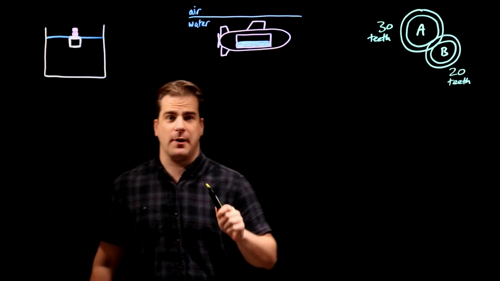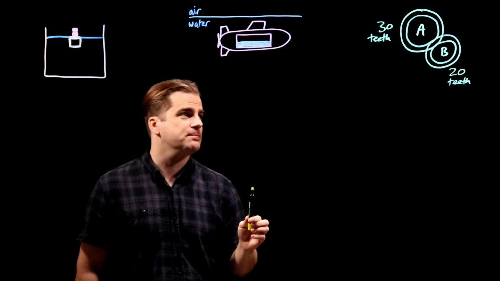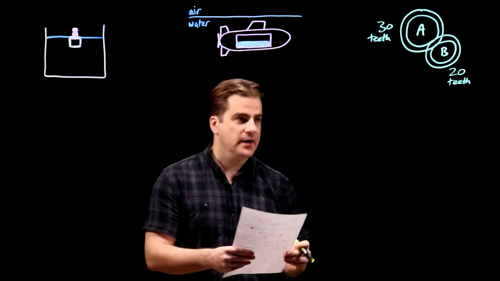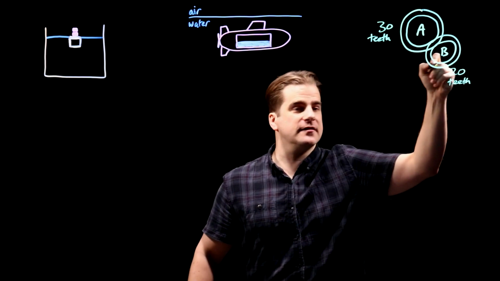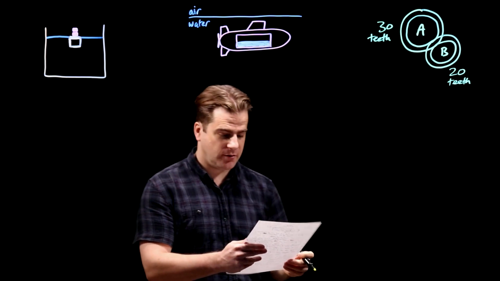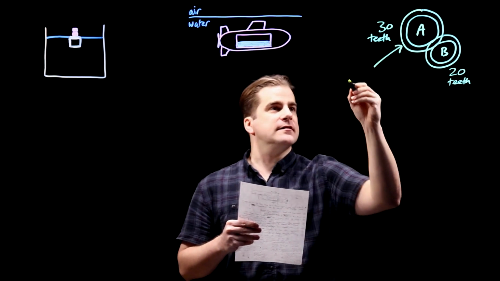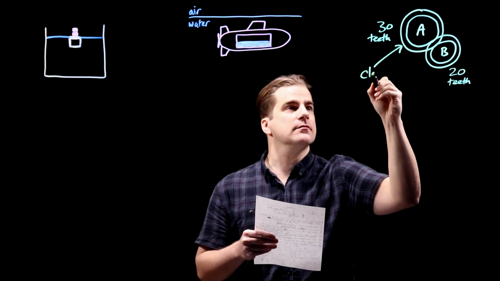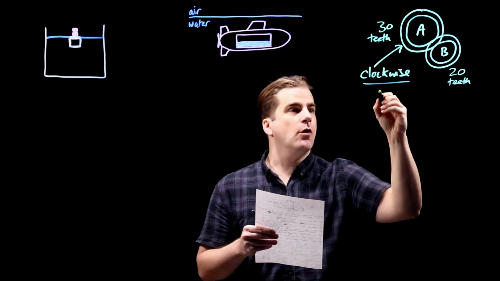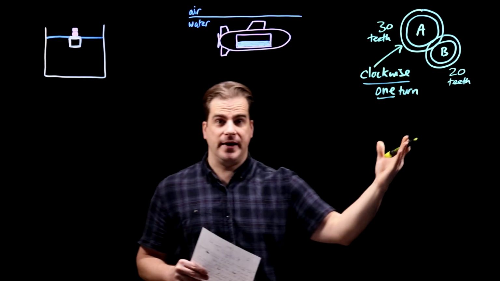Okay, we've got a question all about buoyancy here with this submarine and its buoyancy tank, rising and falling. First question, it's talking about these gears in the submarine's engine. A has 30 teeth, B has 20 teeth, but we're told that A rotates clockwise for 1 turn. What will B do?